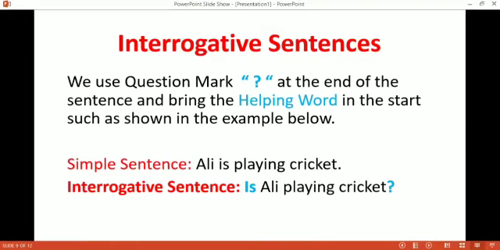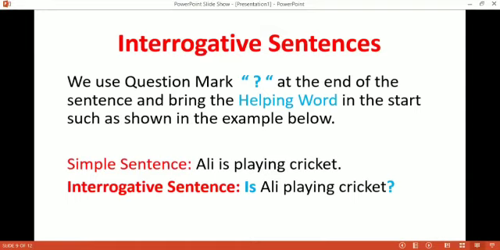Now, rule number two is how we can make a simple sentence into an interrogative sentence. It is also very simple. What we have to do is take out the helping verb from the sentence, and put that helping verb at the start of the sentence. Okay, let's see how we do it. Helping verb at the start, as shown in the example below.